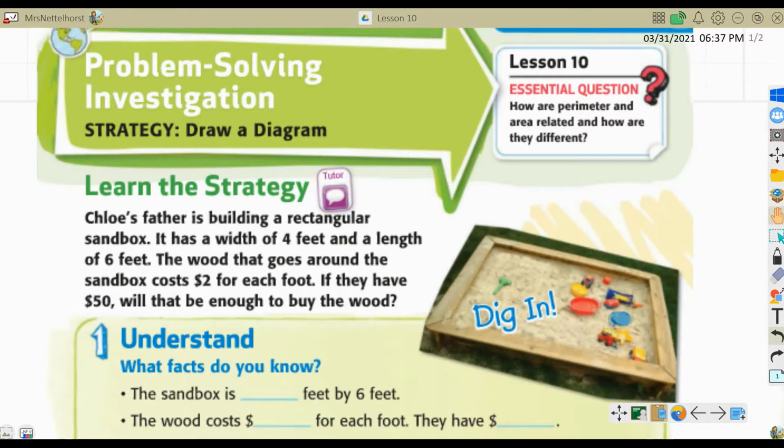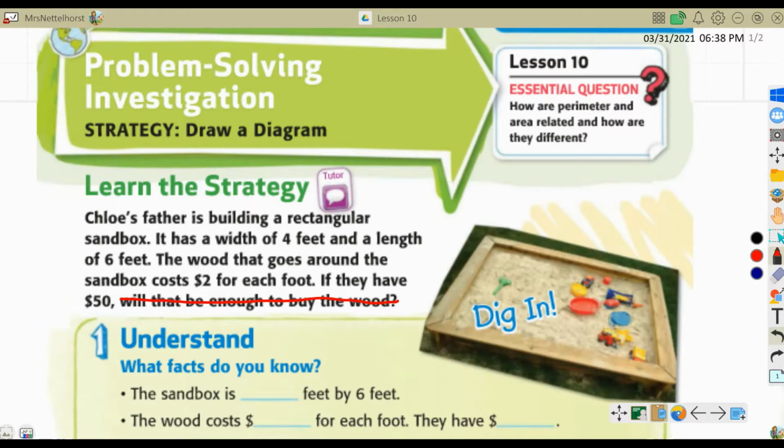So we're going to do a 3-read with this word problem. Remember that a 3-read, the first time you read it, you are reading it without any numbers and without the question. Now, one important thing about this word problem, the question is half of a sentence. It says, if they have $50, will that be enough to buy the wood? So everything from the comma on, we're going to cross out just temporarily, because that part is the question. Will that be enough to buy the wood? Okay, we need the $50 to help us solve the problem, so we don't want to cross that out.